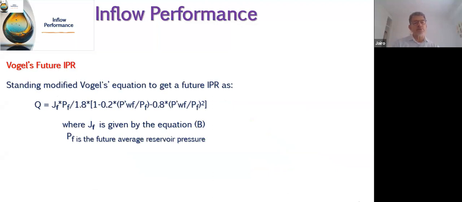So Vogel's future IPR was worked on by somebody, using Vogel's equation to get the future IPR as given by the equation, where the future pressure is the future average pressure of the reservoir. So in this case we also can calculate the future performance of the well by using this equation.